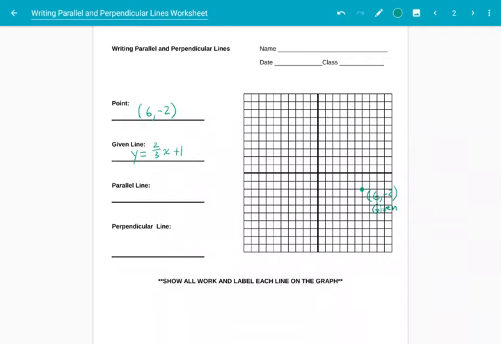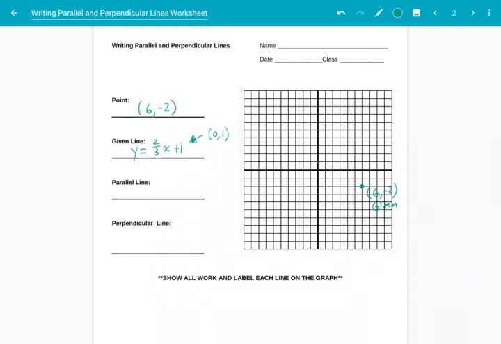For the line, remember, we begin with b. That b value is 1, so that means the y-intercept is (0, 1), which is right here. We're going to label this: this is (0, 1), the y-intercept. And we're going to use the slope. We begin with b and move with m. The slope is 2/3. Remember, that's the rise over the run.